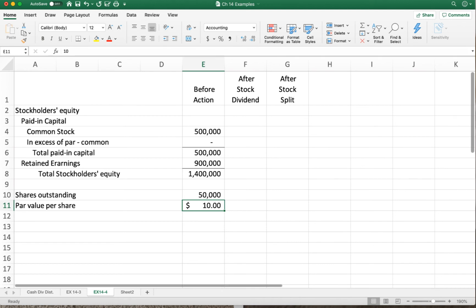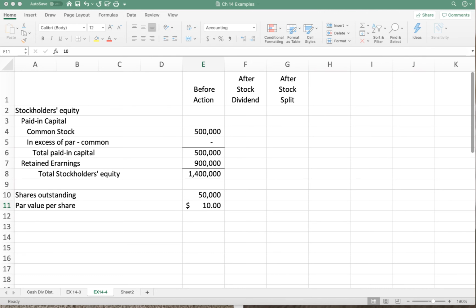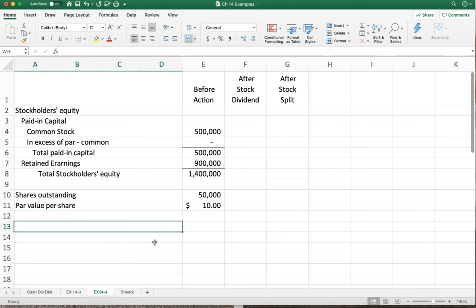So now we need to think about the stock dividend. What's going to happen? Well, we need to do some calculations here, and the calculations are really easy. We want to figure out what our stockholders' equity section is going to look like after a stock dividend. We want to pay a 5% stock dividend, because that's what they told us in the problem. So to figure that out, how many shares? Well, that's easy.